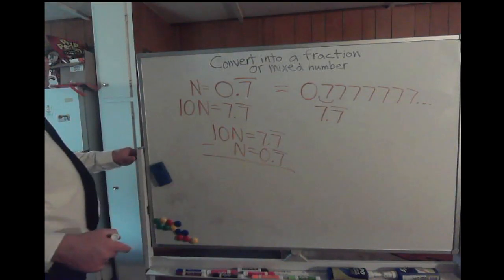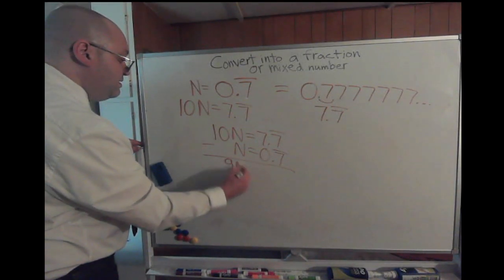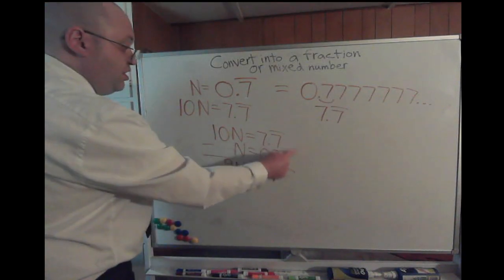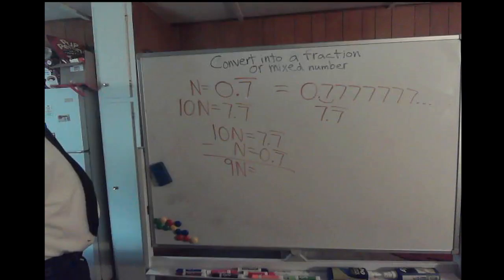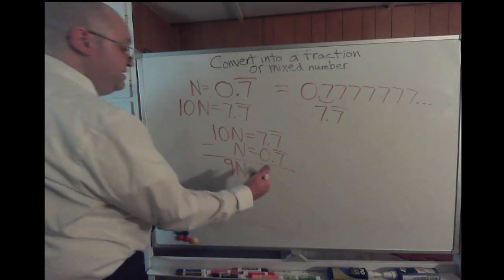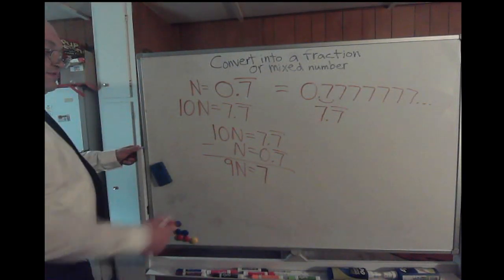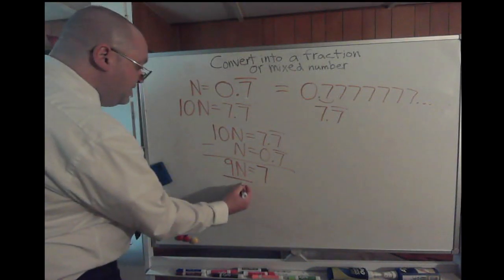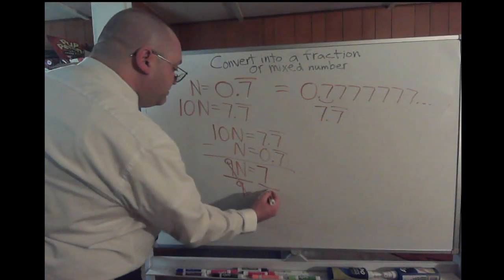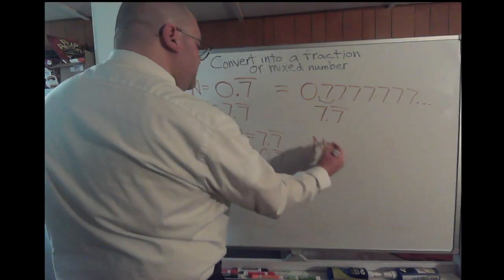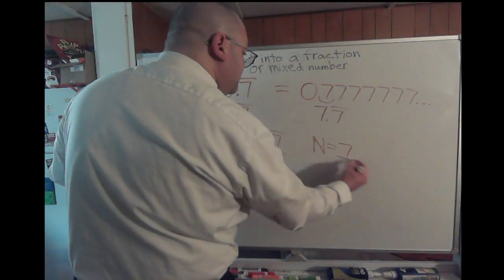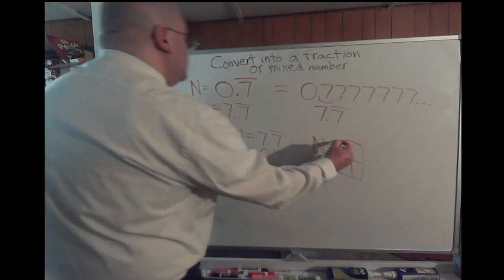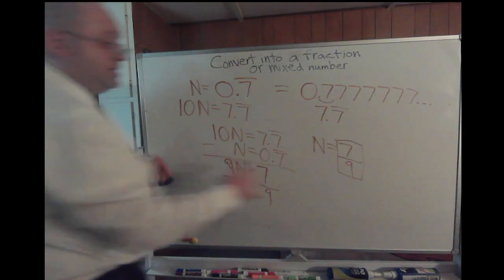Well, on the left side, you got 10n minus n, that equals 9n. The right side, well, first let's start with our 7 bars. You have a 7 bar minus a 7 bar. That goes away. That becomes 0. Now you should have 7 minus 0 is 7. You have 9n equals 7. Divide 9n by 9. The 9s cancel out. Got to do it to the right side. The fraction you're left with is n equals 7/9. And 7/9 does not reduce any further, so 0.7 bar as a fraction is 7/9.